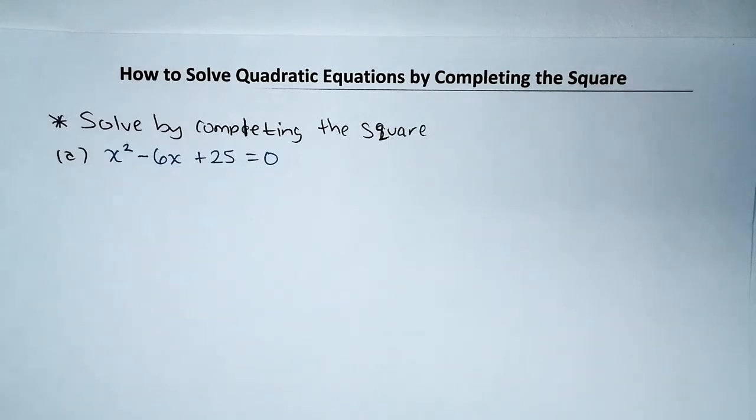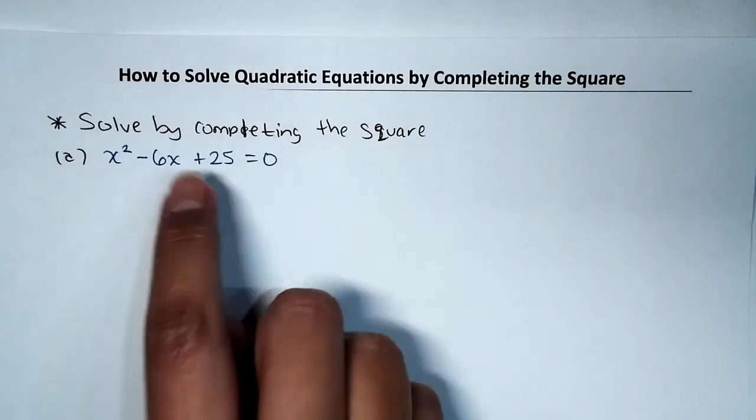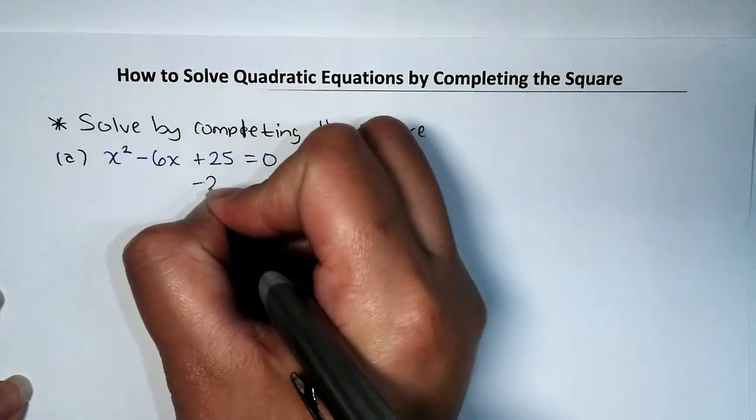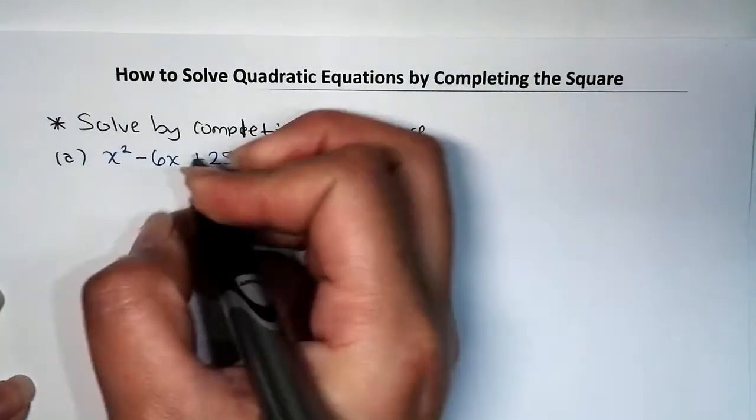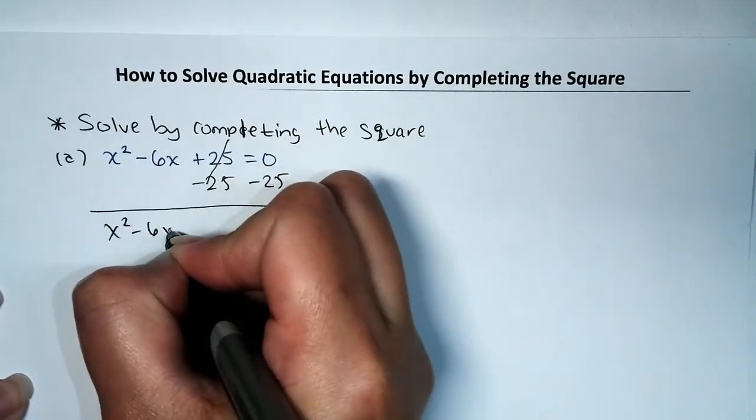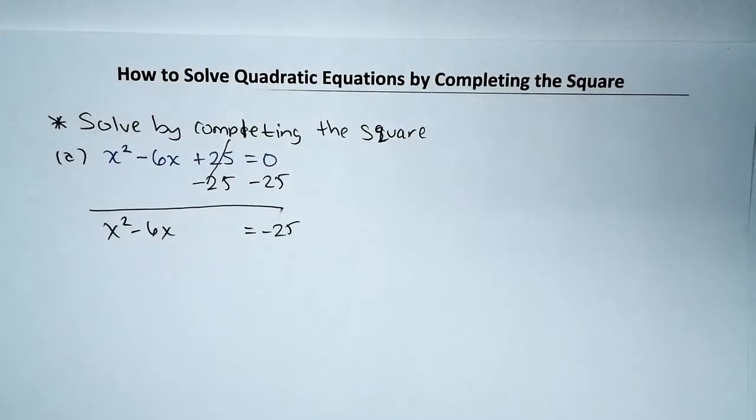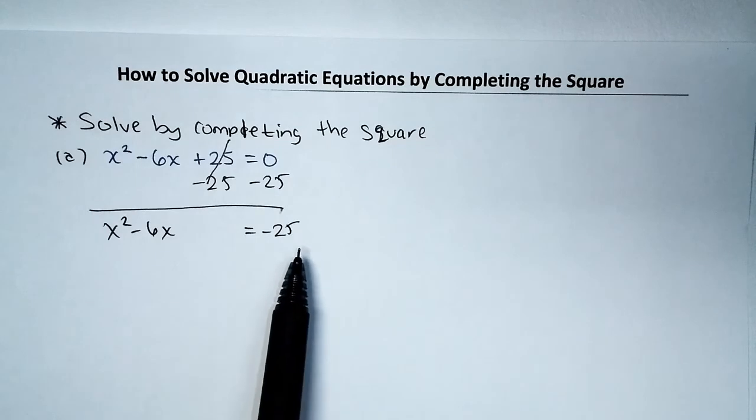So let's do this. How do we solve a quadratic equation by completing the square? One, isolate the constant term. So variables on one side, constants on the other. To undo the addition, let's go ahead and subtract. We will subtract 25 from both sides, and that will give us x squared minus 6x is equal to negative 25.